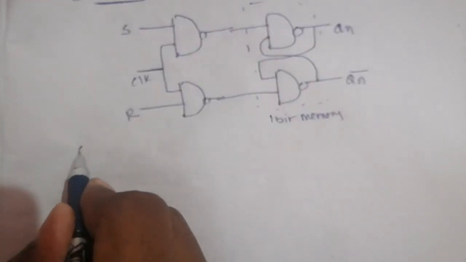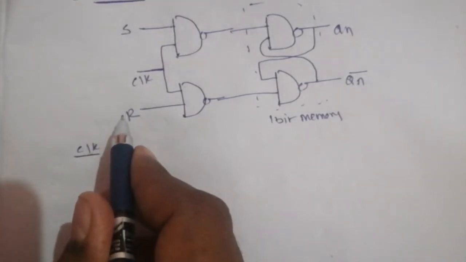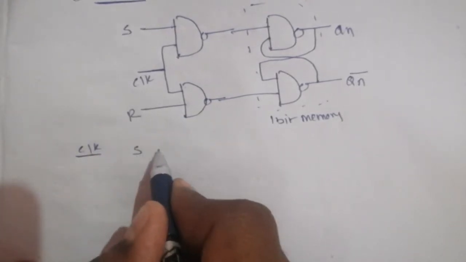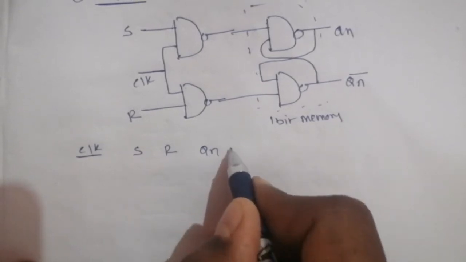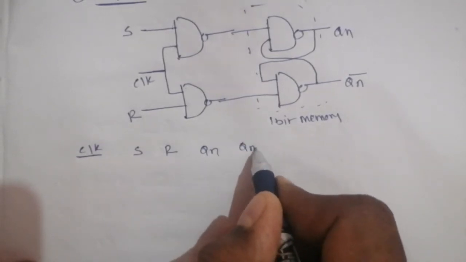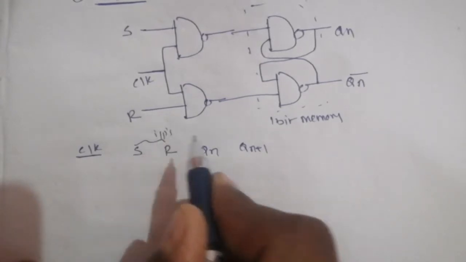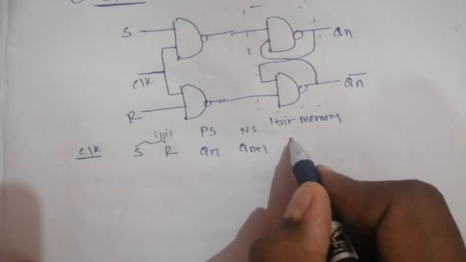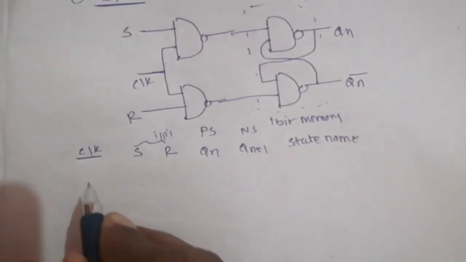Now this is the clock signal, which we apply as either positive edge trigger or negative edge trigger. S and R are inputs, and Qn and Qn plus 1 are the present state and next state. These two are input signals, this one is the present state, and this one is the next state. We have to write the state names.